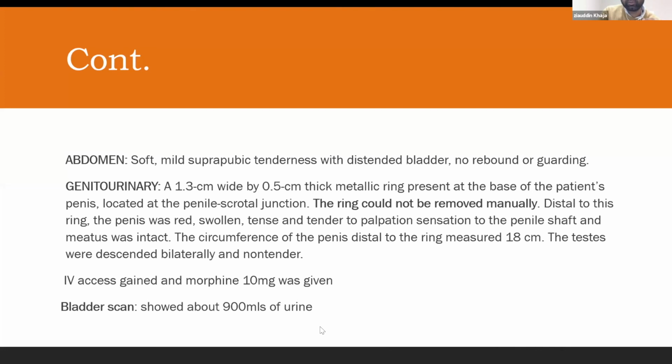So the first thing we're thinking about is giving him analgesia. We gained immediate IV access and gave him 10 milligrams of morphine. We knew he had urinary obstruction for sure, but just putting an ultrasound probe on, there's a lot of urine in there.